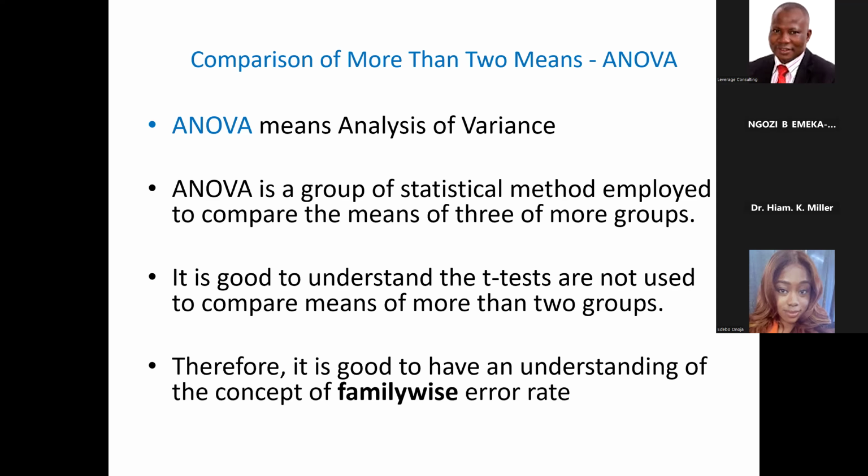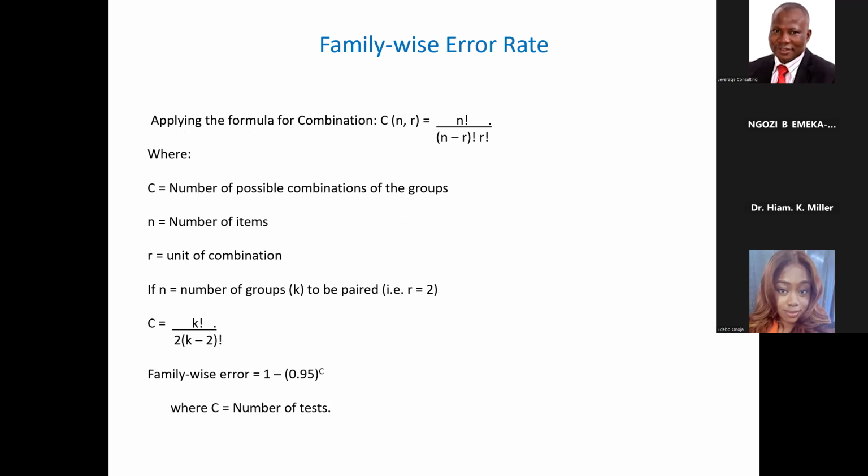Therefore, it is good to have an understanding of the concept of family-wise error. It's because of the concept of family-wise error that you cannot use the t-test to compare more than two groups. So look at it. We see something if you apply this combination formula, where you see the number of possible combinations of the groups.